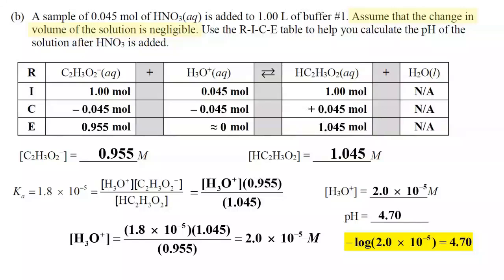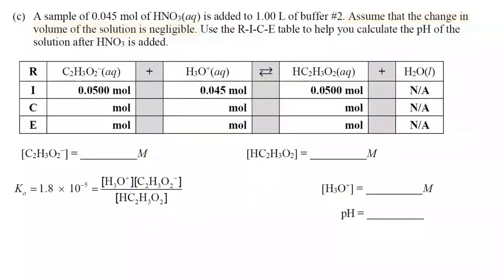Now we're going to take a look at part C of this question. What happens if we add that same amount of strong acid, that 0.045 mole of strong acid, to 1 liter of buffer 2? Buffer number 2 has the same pH as buffer number 1, but the concentration of the buffer components is smaller. So we're going to see what happens when we have a smaller concentration of the buffer components.